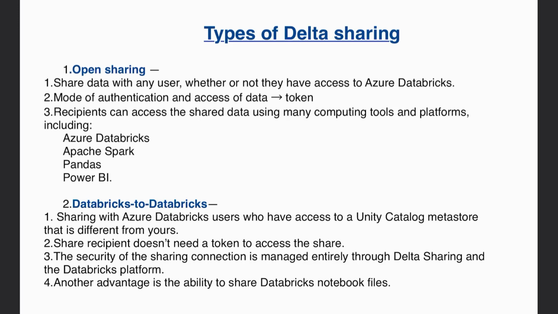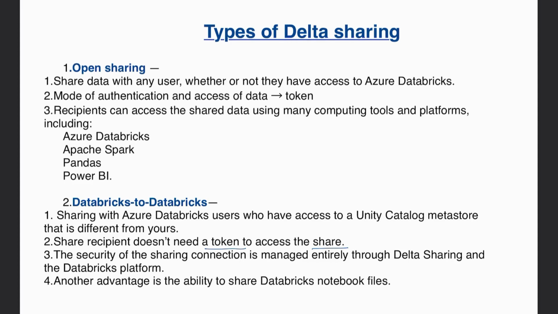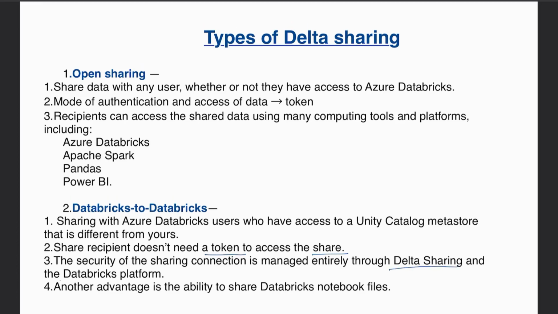In this, one major advantage is that you don't need any kind of token to access the share. You can go ahead and directly get the data from the Unity Catalog metastore. The security of the sharing connection, including all the identity verification, authentication, and auditing, is managed entirely by Delta Sharing and the Databricks platform. Another advantage is the ability to share Databricks notebook files directly using Unity Catalog, which is not present in open sharing.